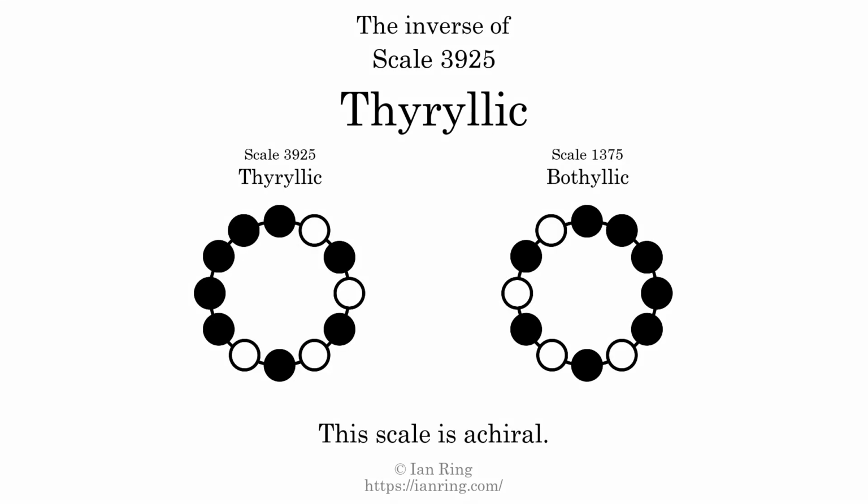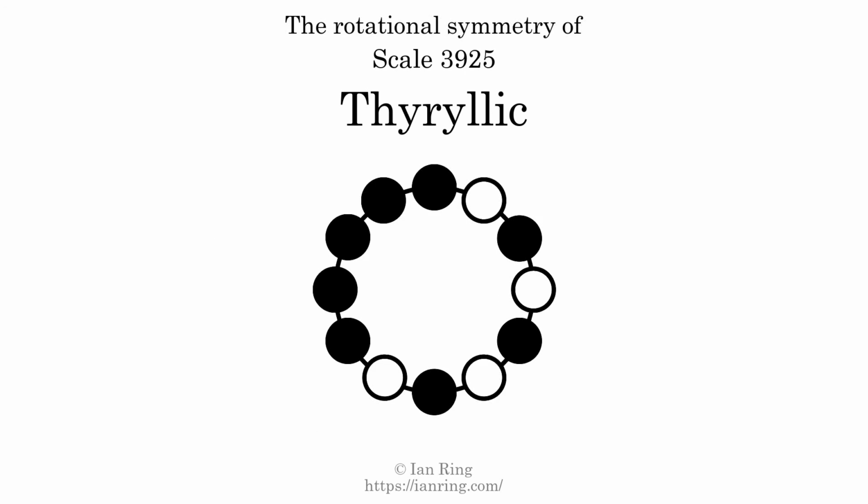The inverse of a scale is a mirror image. It is what you get when the sequence of intervals is reversed. The inverse of this scale is scale 1375, also known as Thyryllic. This scale is achiral, since it can transform into its own reflection by a rotational transformation. This scale has no rotational symmetry.